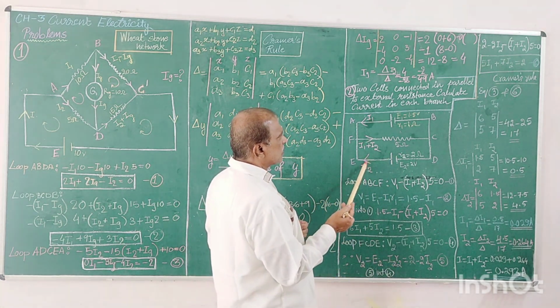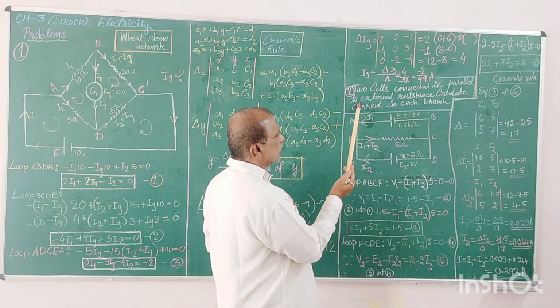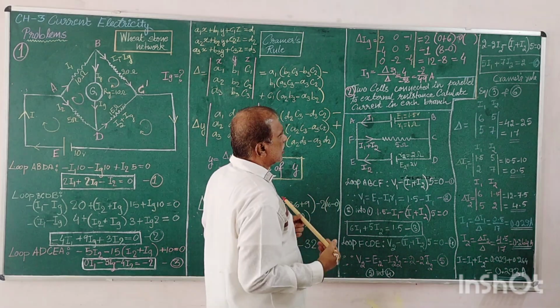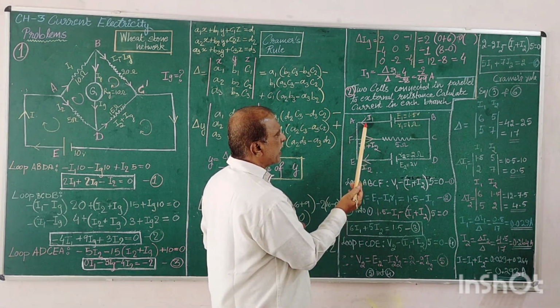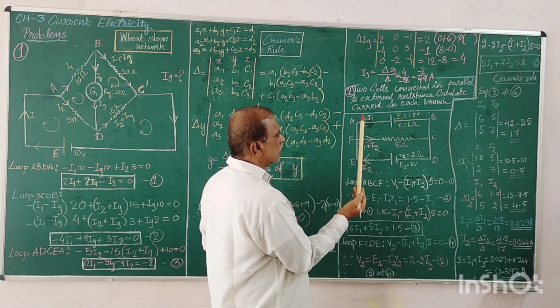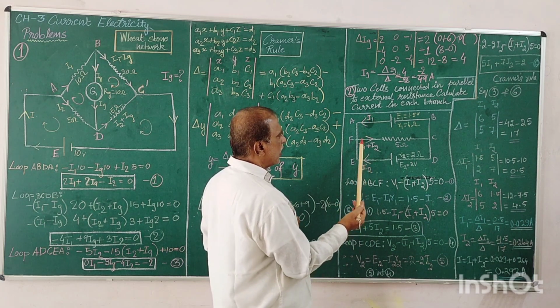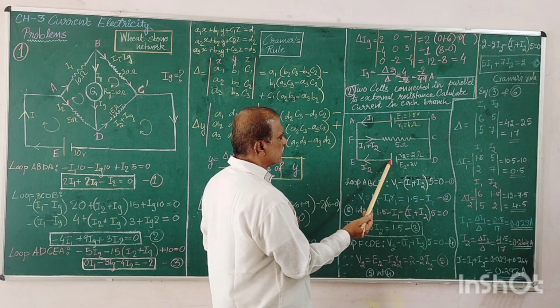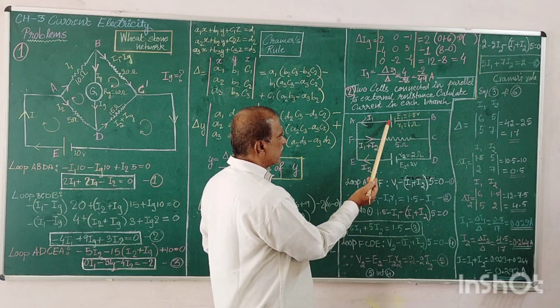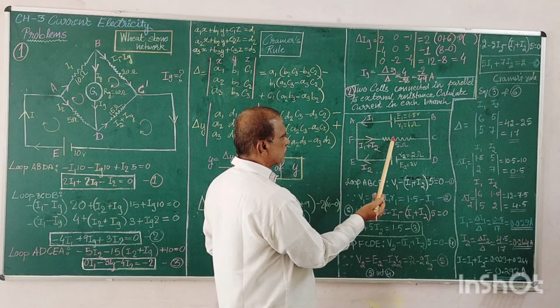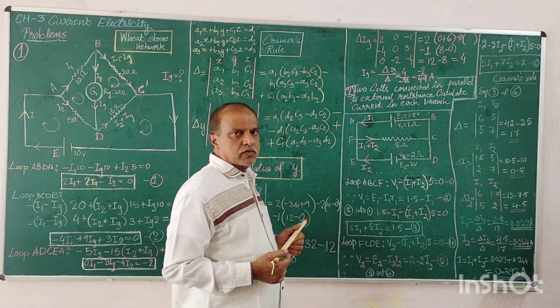And you have to calculate the current in each branch. That means what is the value of I1, value of I2 and value of I1 plus I2. This is the current in this branch, current in this branch, the current in this branch. That is the problem.